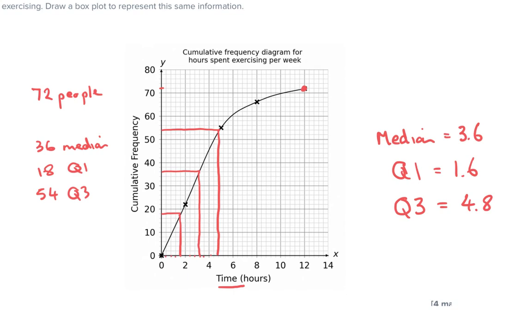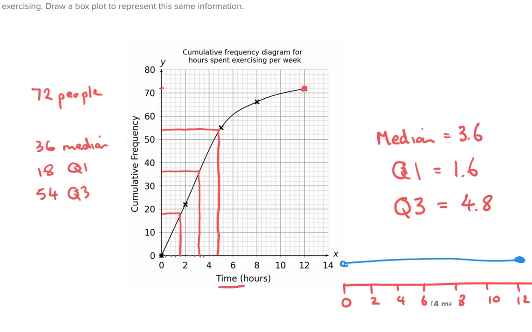So there is our graph. We know that the minimum is going to be 0, and we're going up to 12. So 2, 4, 6, 8, 10, 12, and that's our number line. So we know that the line goes from 0 to 12. Let's put that in. There's that, there's that. We've got 3.6 is the median, which is about there. 1.6 is quartile 1, and 4.8 is quartile 3. So that box and whisker plot looks something like that.